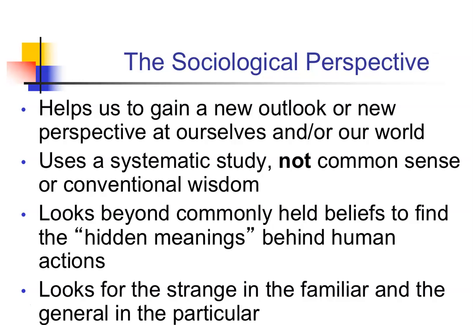But not only in this first section are we looking at what is sociology and how does it correspond to the other social sciences, but we're looking at two main ideas, which are called the sociological perspective and the sociological imagination.